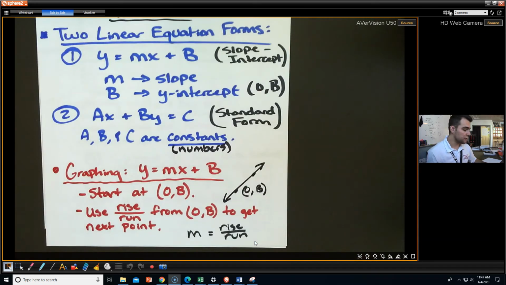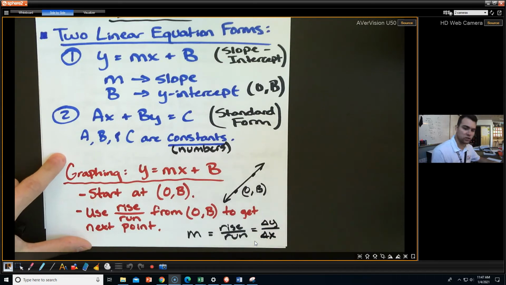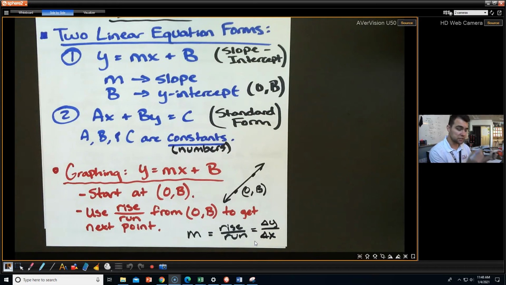The next thing I'm going to do is use rise over run from (0, b) to get to the next point. And remember, rise over run, that's another name for our slope m, okay? It's just your change in your y over your change in your x. Here's another way to write it. This is a more scientific way of doing it. Change in y over change in x, your rise over run.